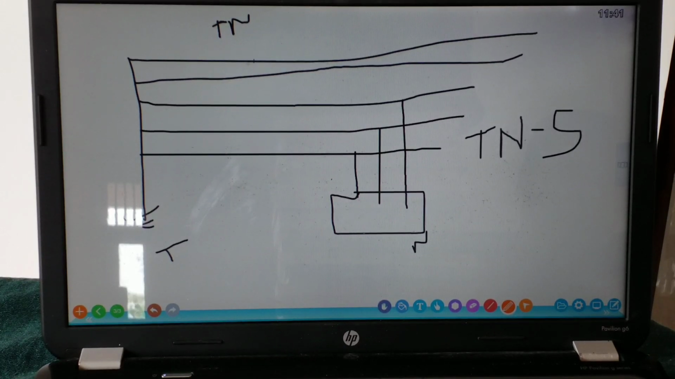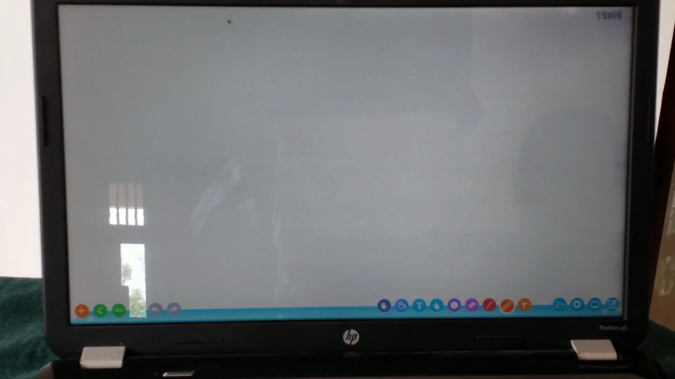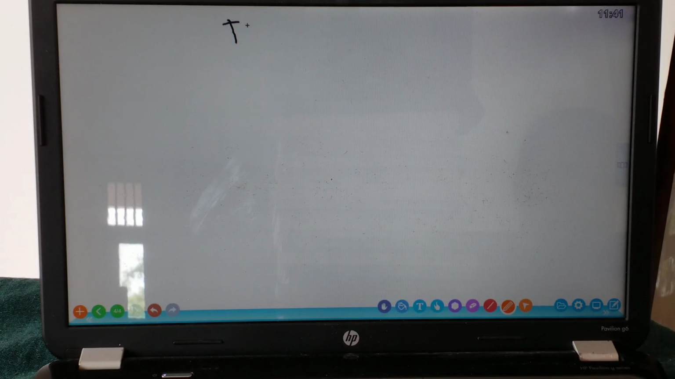All are separate conductors. Altogether there are 5 conductors. Here T and S. What is T and C? S means separate, C means combine.